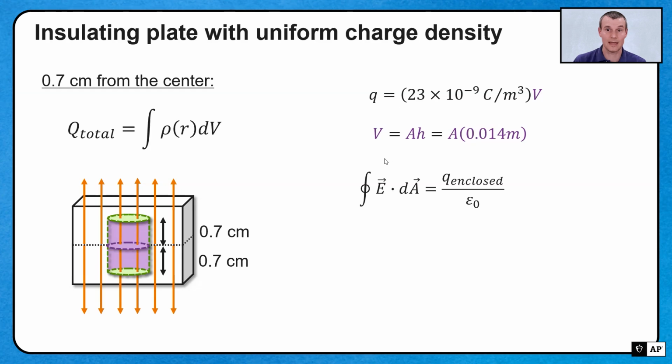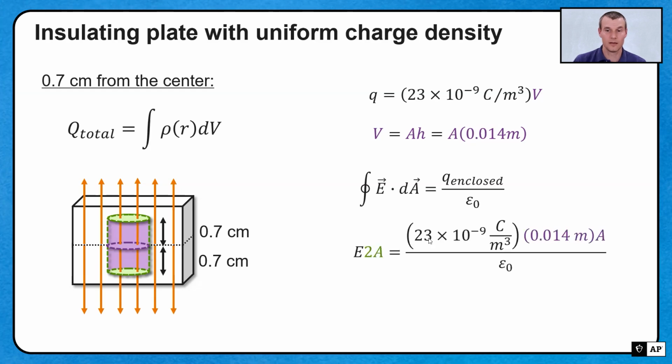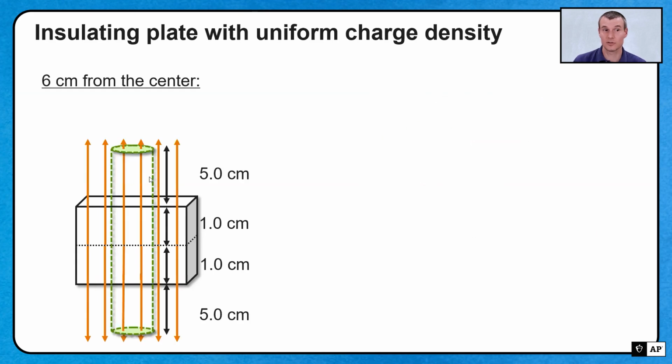So when we plug that volume term in, we have our charge density times our volume. We have our two different surfaces on the left-hand side, our E times 2A. Our areas end up canceling just like before. And if we solve this thing through, we're going to get about 18 newtons per coulomb. So calculating this one when we hop on the outside, this is what it looks like.